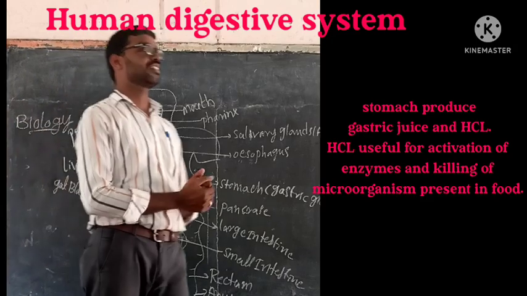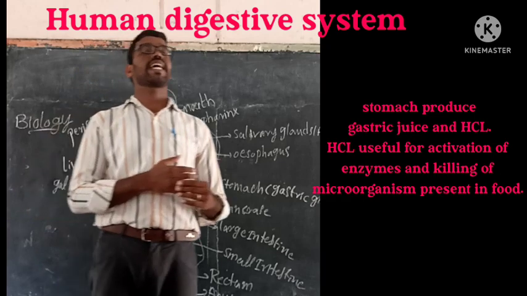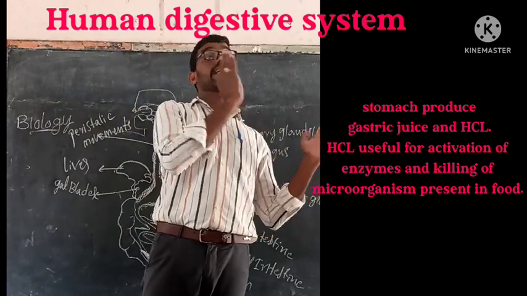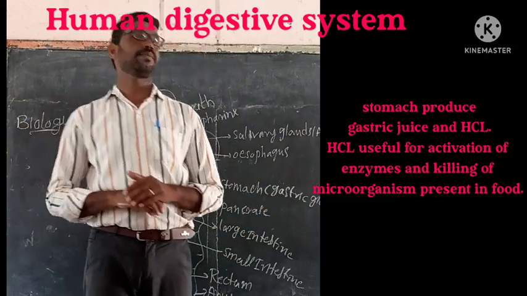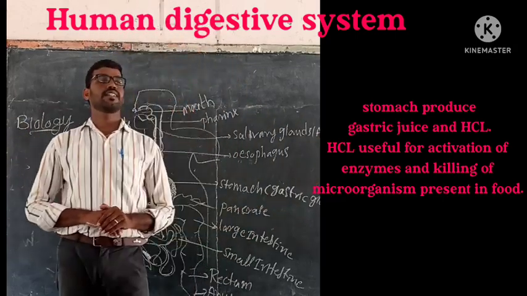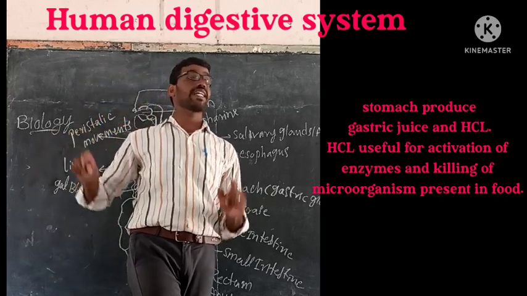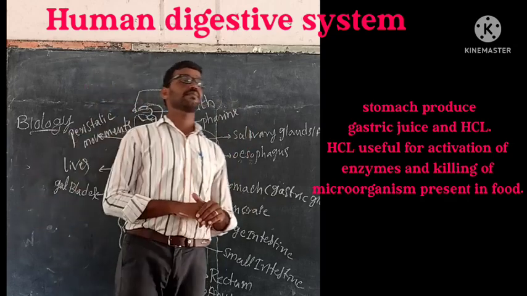Amylase. Once again repeat. Amylase. Amylase enzyme is present in the saliva. It is important for digestion of carbohydrates. In the examination they will ask which enzyme is useful for digestion of carbohydrates. What is your answer? Amylase.